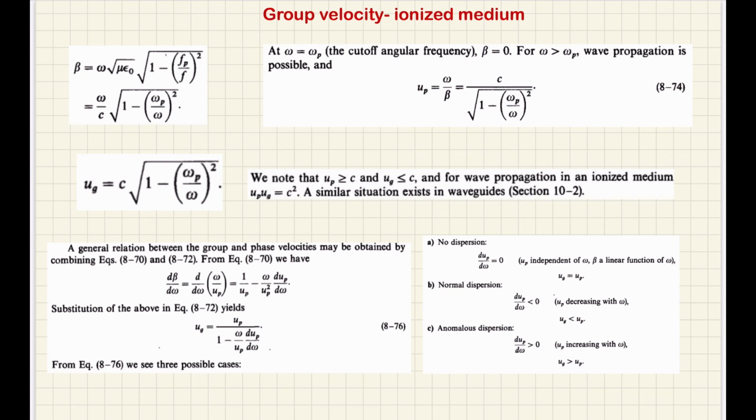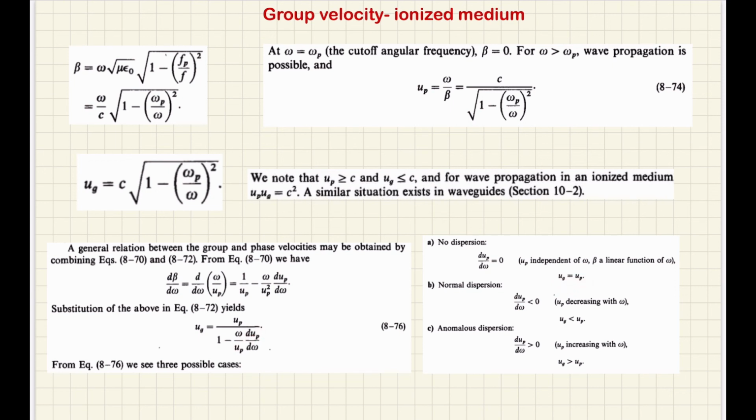non-dispersive medium. Non-dispersive in the sense the phase velocity does not depend on omega and beta, or you can also say that the propagation constant beta is a linear function of omega. Then the derivative of the phase velocity up with respect to angular frequency will be 0. Okay, so in that case this term will be 0, so ug will be equal to up.